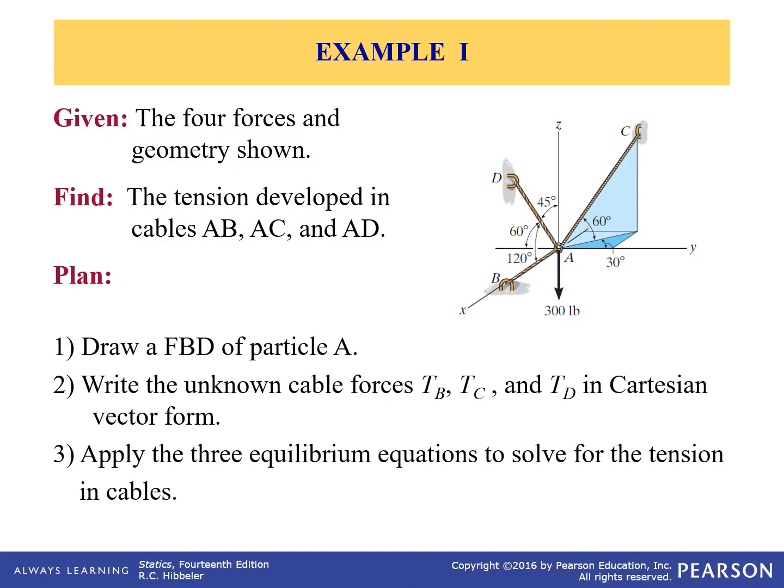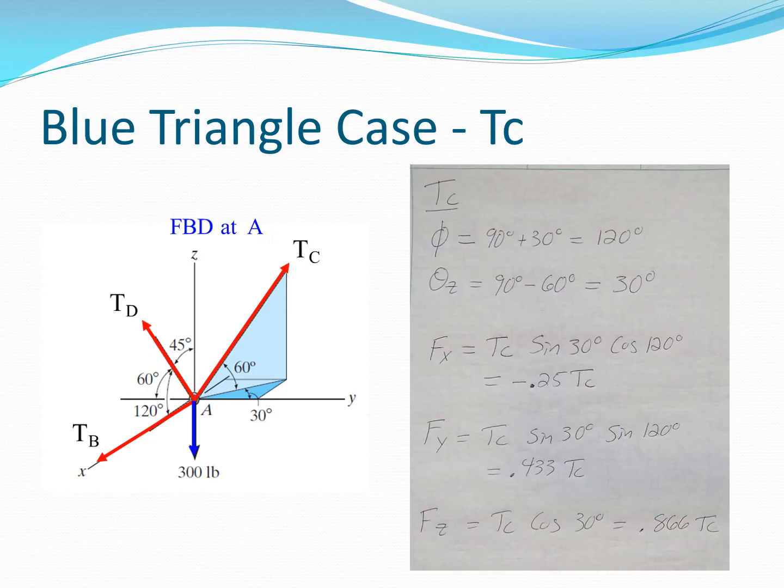So here's a problem. Wow, look at that, blue triangles. So there is blue triangles for the AC cable in that particular case. Interestingly enough, they use tensions here, T's instead of F's as in the other one. So we've got one, AB, that is completely on the x-axis. You'll notice that AD has the three angles given, so we know how to do that with the directional cosines, and then we've got blue triangles for the AC.